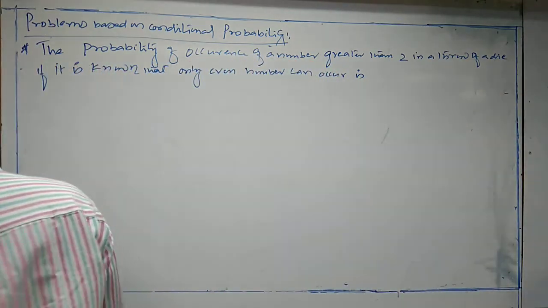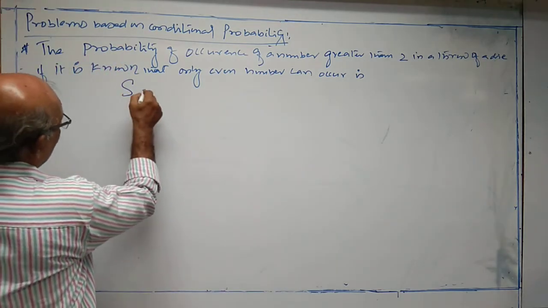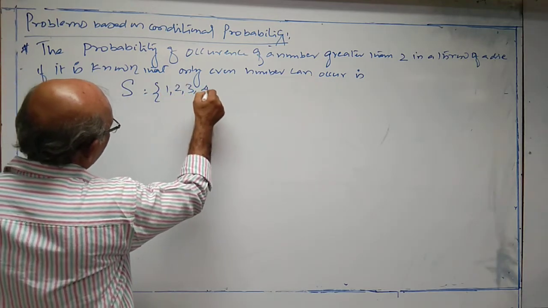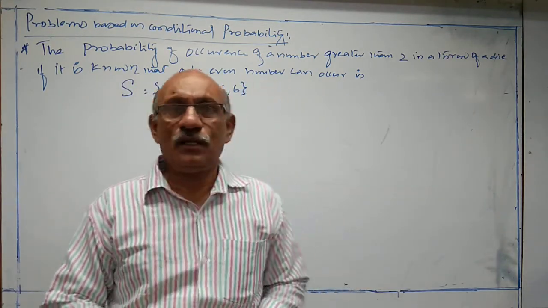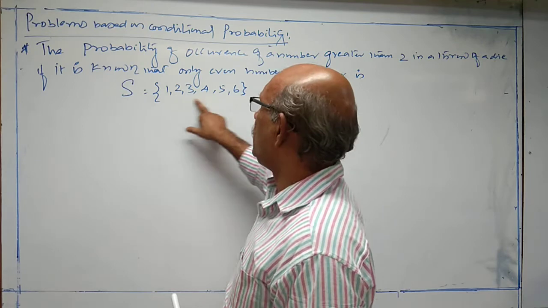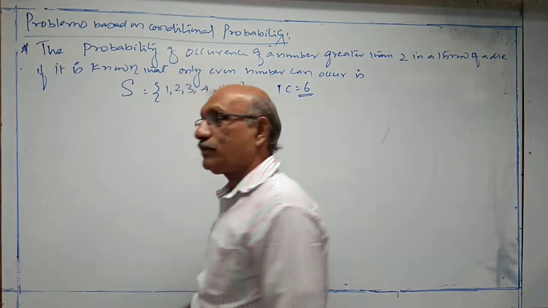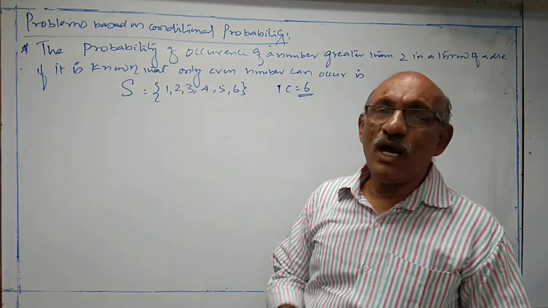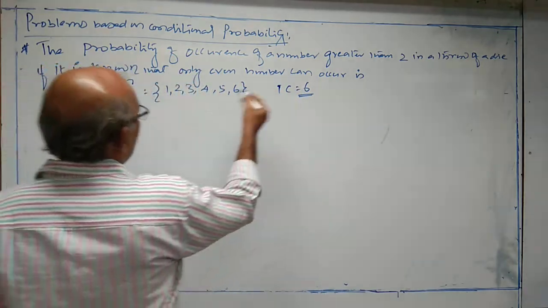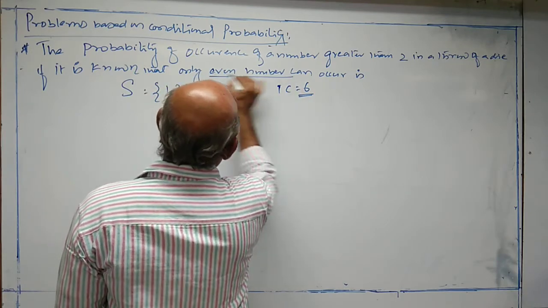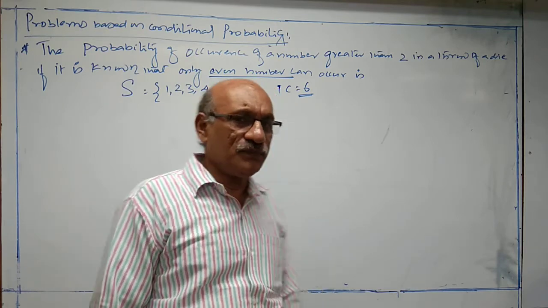Look at the question, sir. In a throw of a die, when a die is rolled, it will show any one of these 6 numbers. Total number of cases are 6. But what is given in the question? It is known that only even numbers can occur. So I have to concentrate on even numbers only.